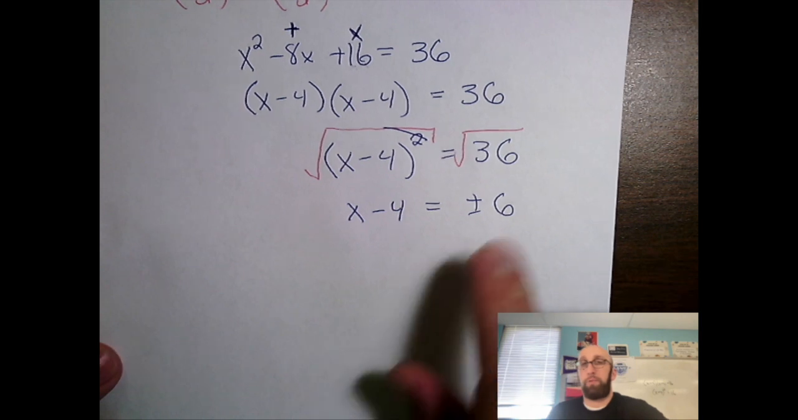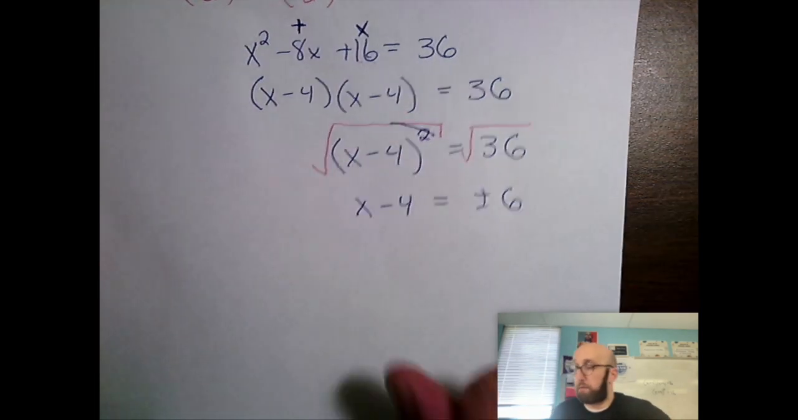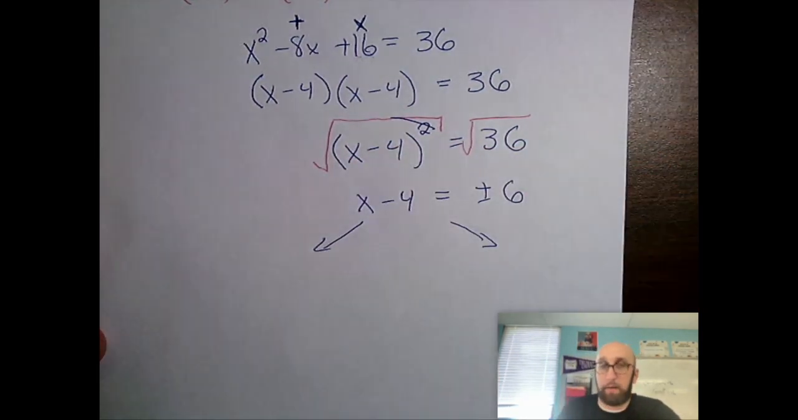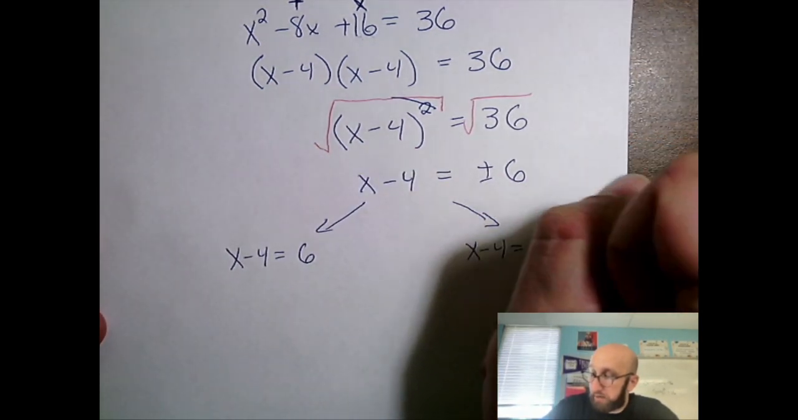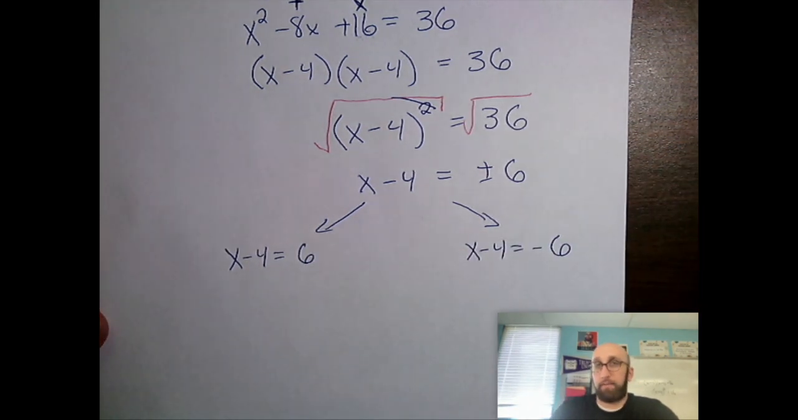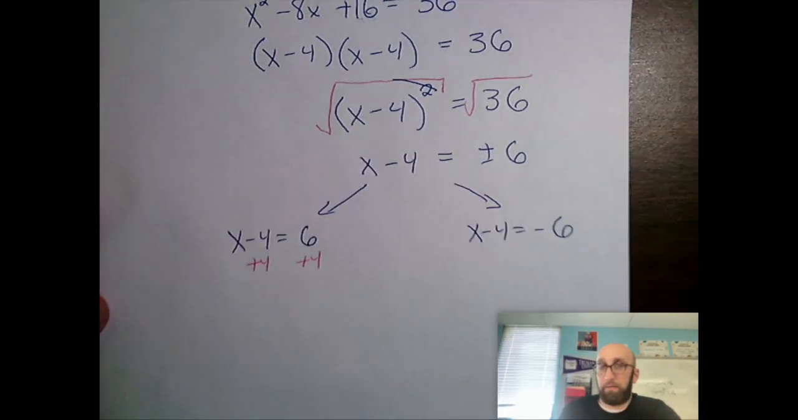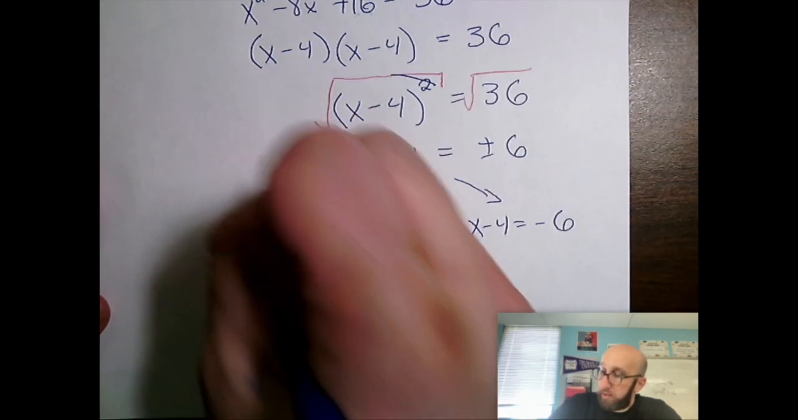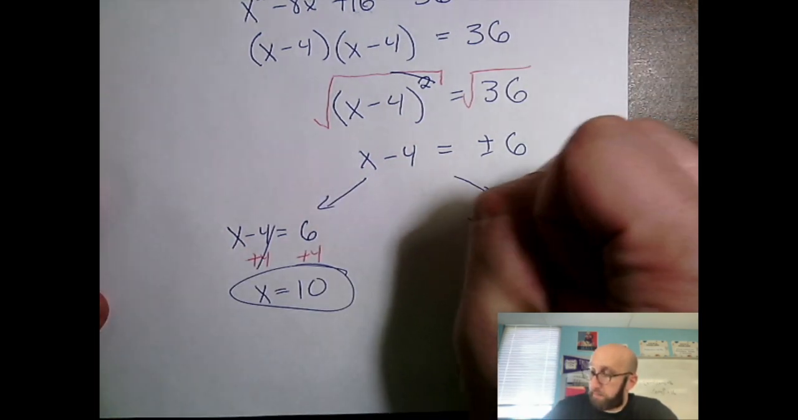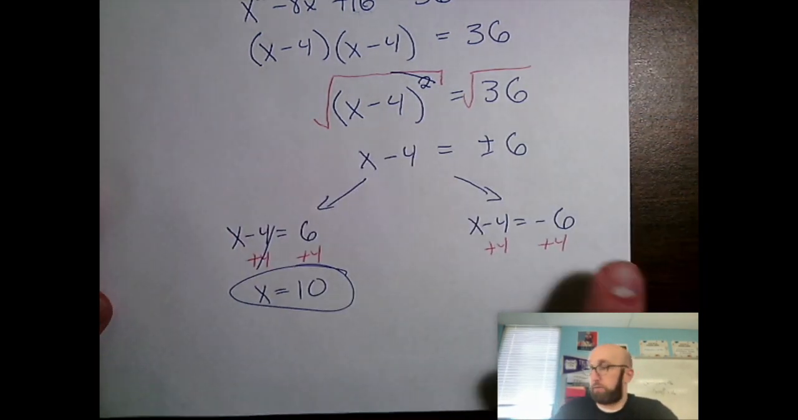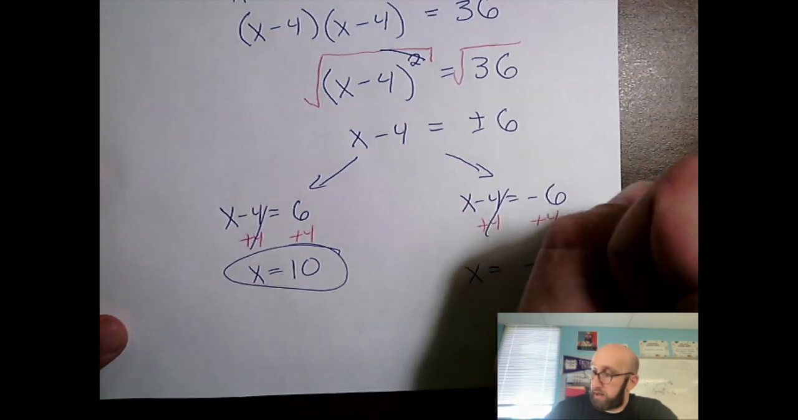From here, we got to account for when this is equal to 6 and when this is equal to negative 6. We have to account for both cases. So what I'm going to do is split this up and solve each of them. I'm going to have x minus 4 equals positive 6, and x minus 4 equals negative 6. And then solve each of those. Left side solving, I'm going to add 4, add 4. We get a solution of 10 here. On the right one, add 4, but this time we're dealing with the negative 6 instead. And we will get negative 6 plus 4, negative 2.